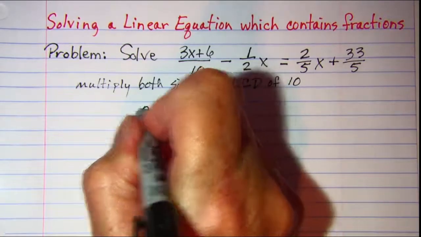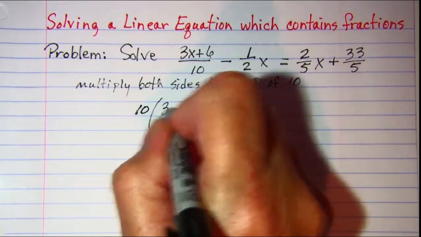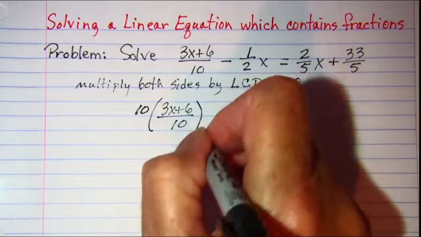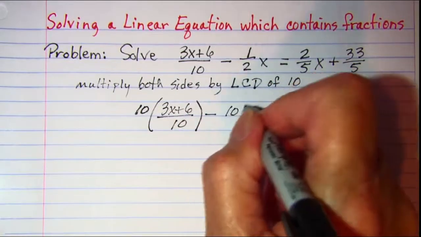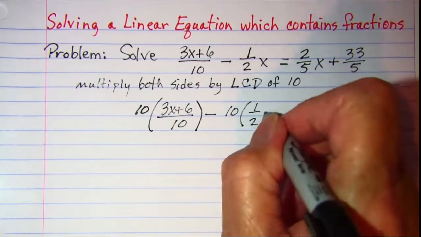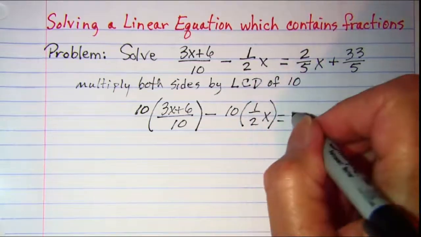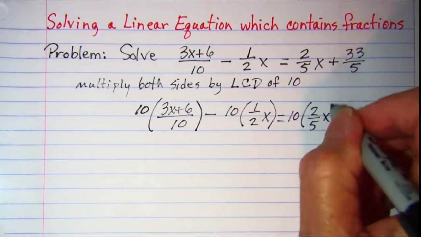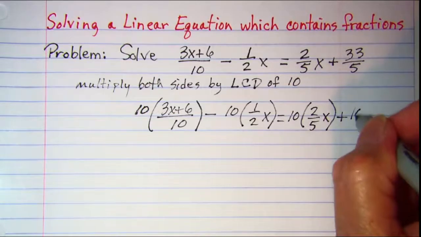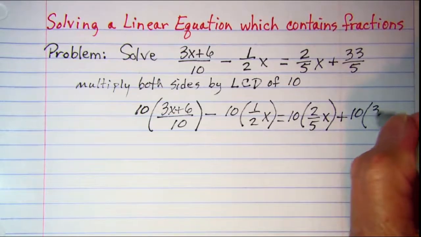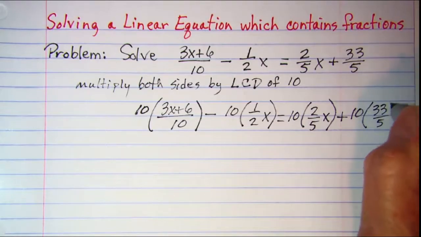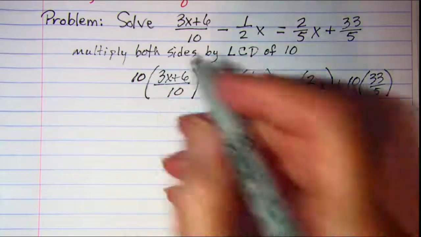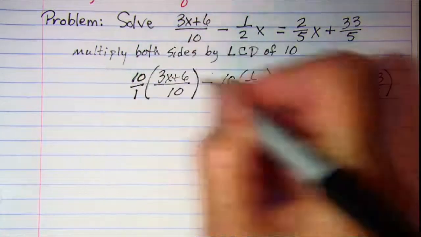I'm taking 10 times 3x plus 6 over 10 minus 10 times 1/2 x equals 10 times 2/5 x plus 10 times 33/5. Now, to make it easier to see, I'm going to write these tens over 1.